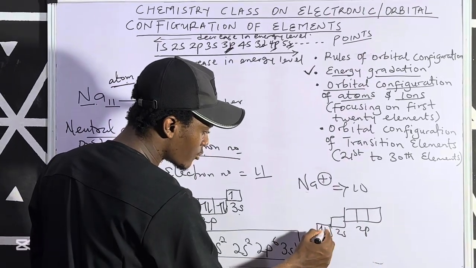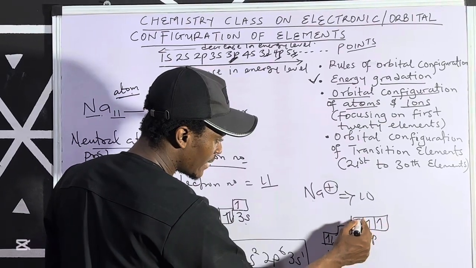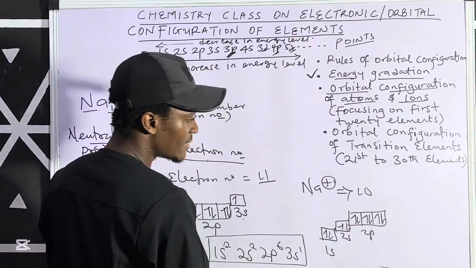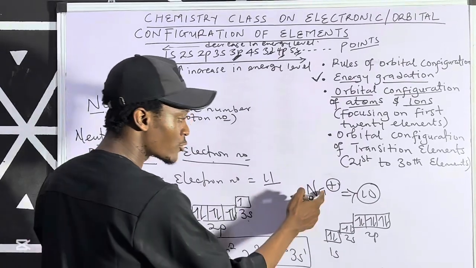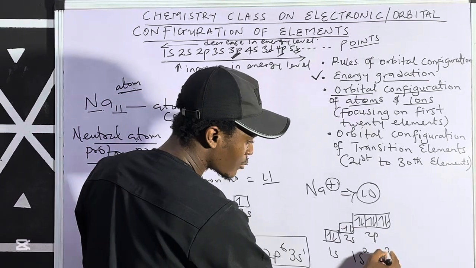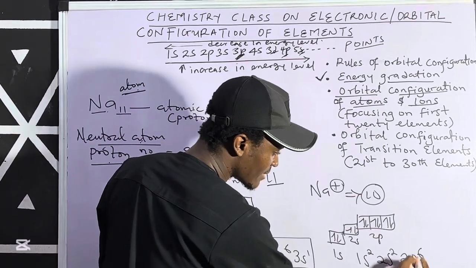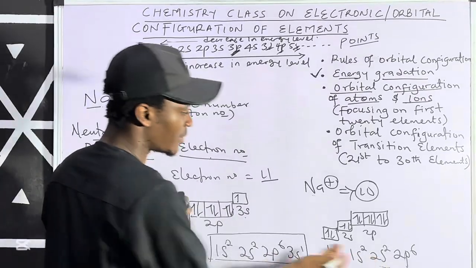This should be 1, 2, 3, 4, 5, 6, 7, 8, 9, and 10. Since it's 10, we have to stop here. So the orbital representation of sodium ion should be written as 1s2, 2s2, and 2p6. So a total of what? Of 10. So this is different from this.